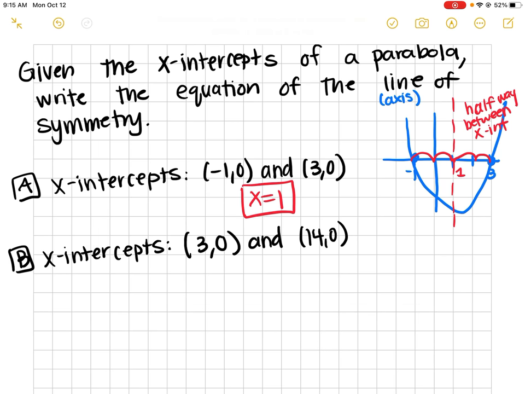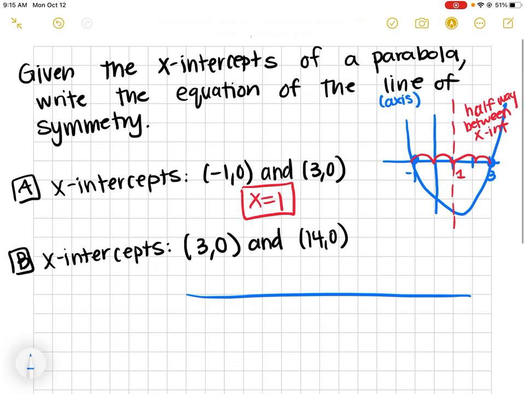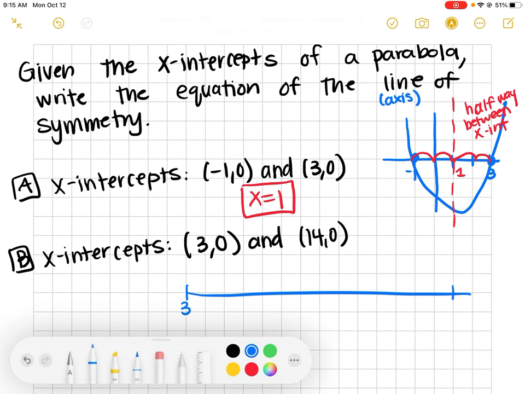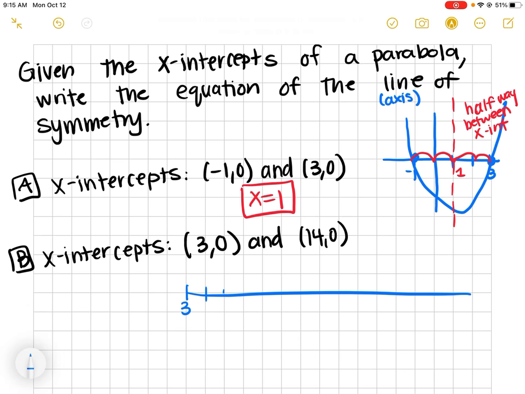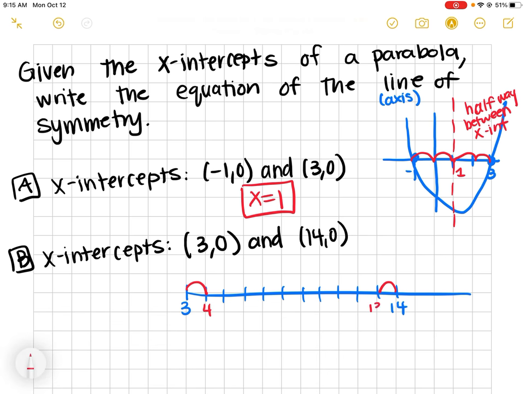Something like this next one, you definitely could still draw out your number line, right? And say, okay, if I'm going from 3 to 14, let's see how far away this is. So 4, 5, 6, 7, 8, 9, 10, 11, 12, 13, 14, right? As I start going halfway, I go to 4, right? I go to 13, 5, 12, 6, 11, 7, 10, 8, 9.